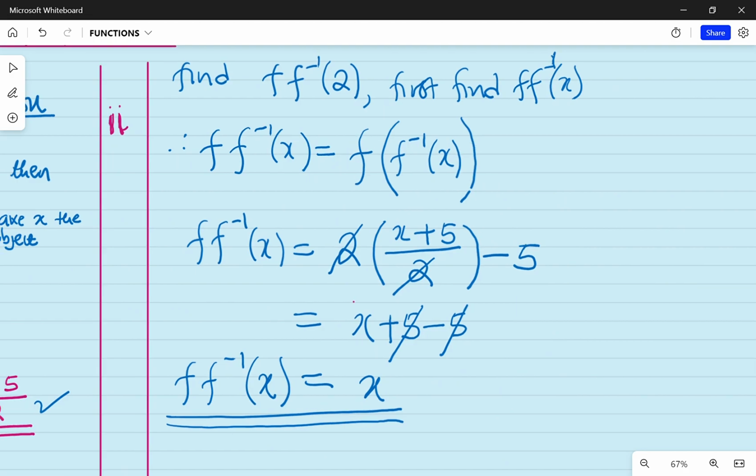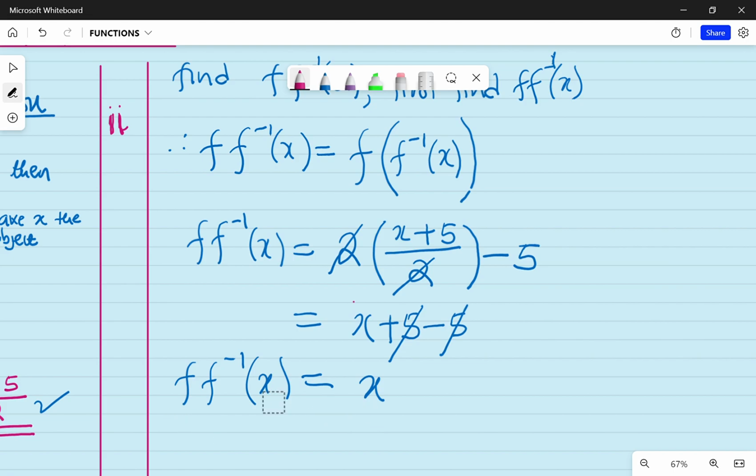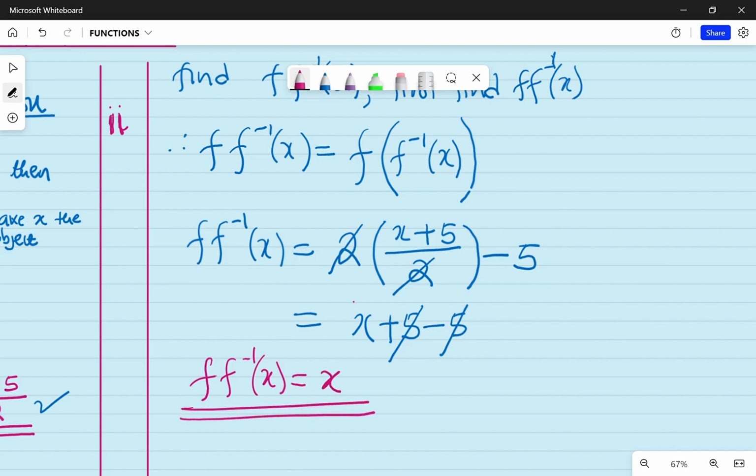Maybe we can write that solution in another color so that it is appealing to those of you who are watching. So f inverse of x is just going to give us x there. Okay, you are done.